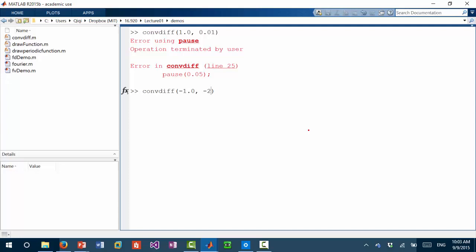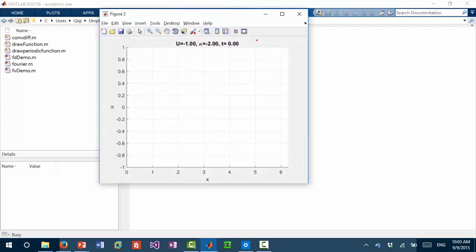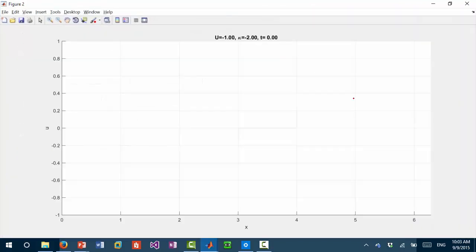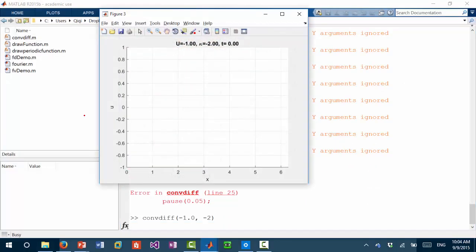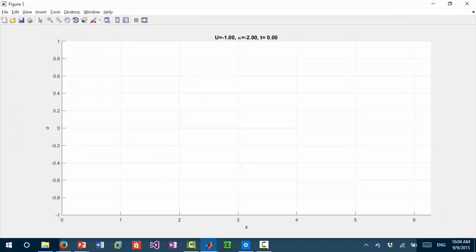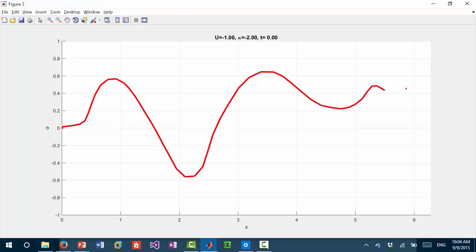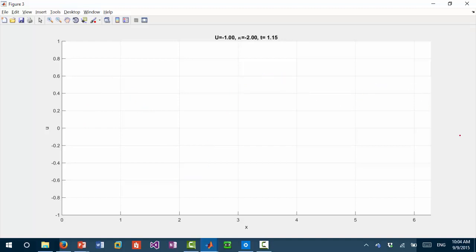Could you please come and draw the initial condition? Oh, can you draw from left to right? Oh, sorry. Let me restart it. Okay. All right. Could you go from left to right, please? Ooh. Okay. I broke it.